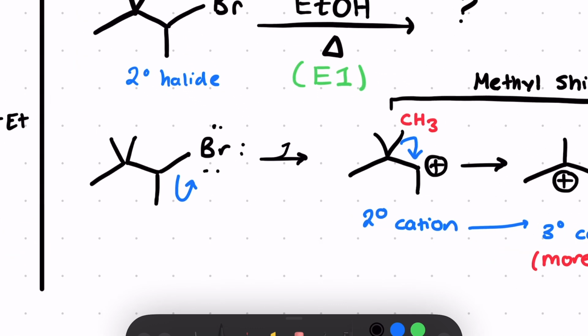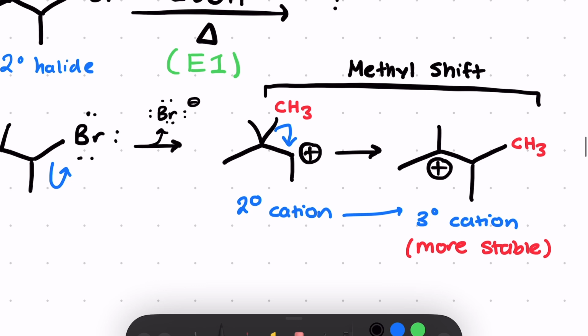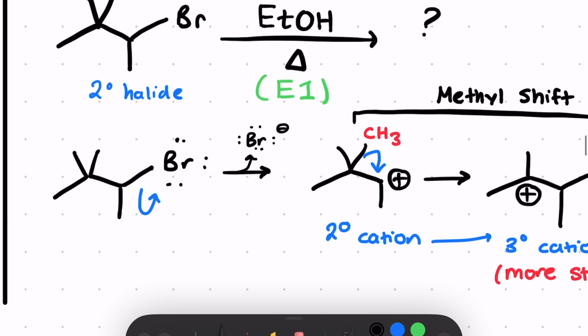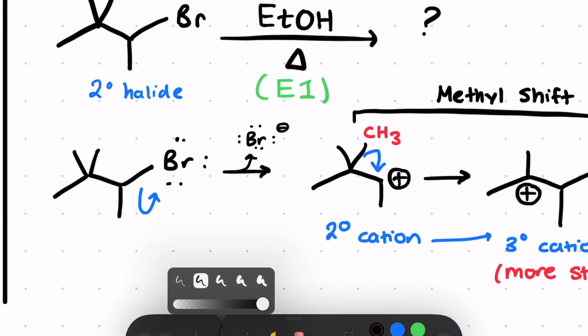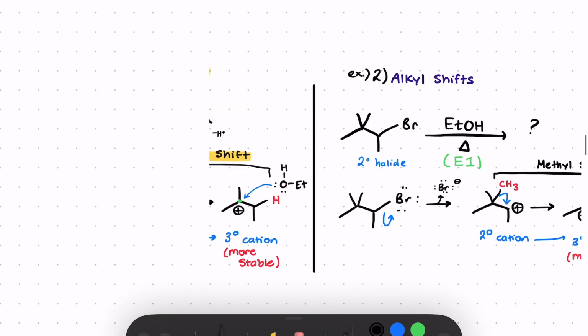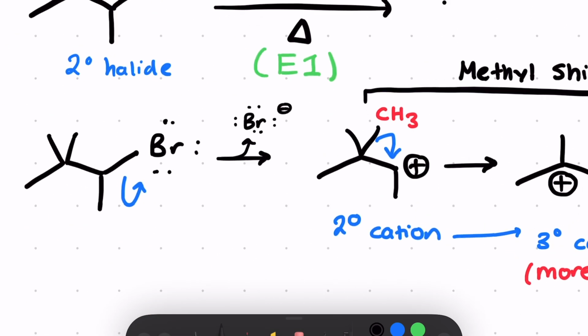Again, same deal with the mechanism. The bromine is going to leave first. I'm going to get this bromide ion, and I get, again, this secondary cation. Except this time, the carbon that we were just talking about with the hydride shift was a tertiary carbon. This is a quaternary carbon. So this is a carbon that has 4 other R groups.